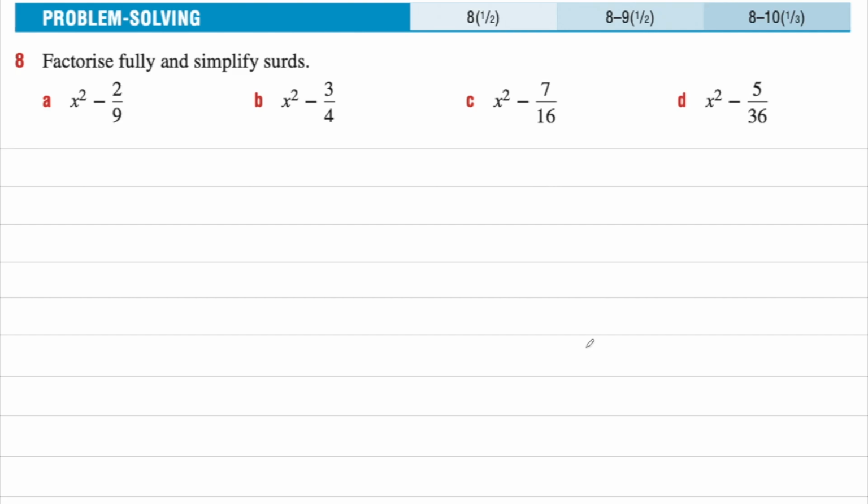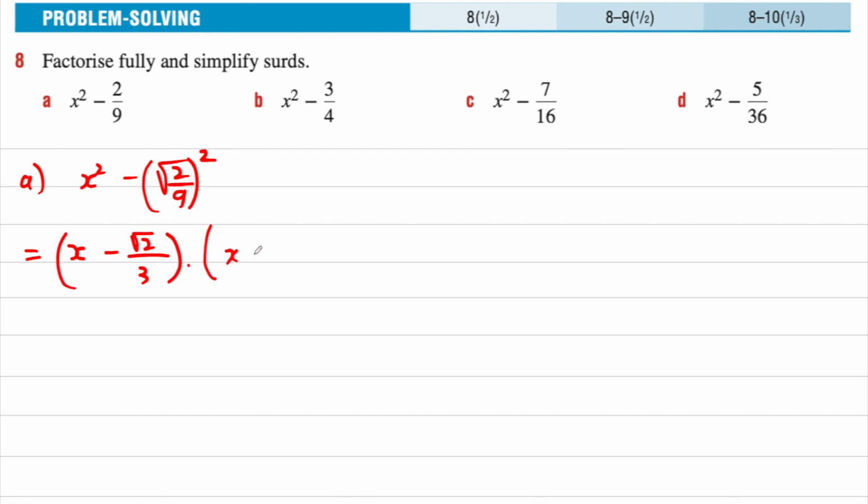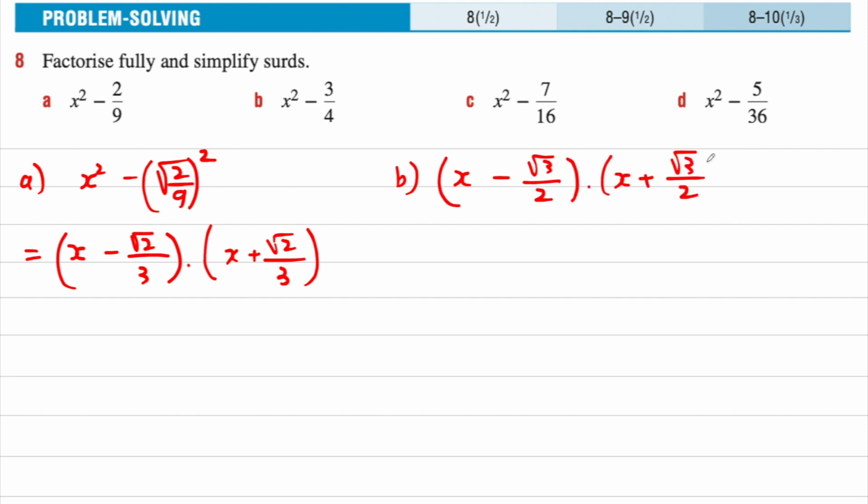Advanced exercise about factorizing using grouping, the common factor and the difference of squares. Factorize fully and simplify. Question A: you can see the form of the difference of squares, so h minus square root 2 over 3 is the first bracket, and the second one is h plus square root 2 over 3. The next one is h minus square root 3 over 2, multiplied by h plus square root 3 over 2.